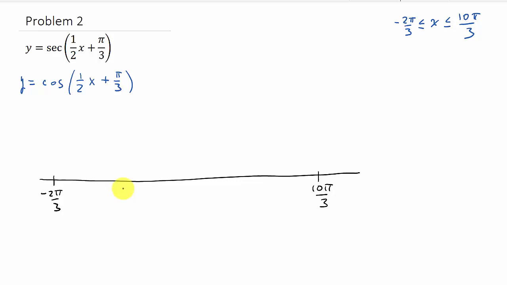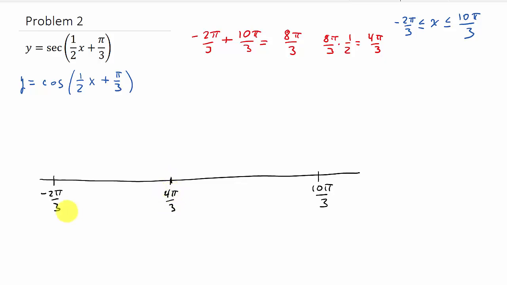Alright, so now let's find the midpoint between negative 2 pi over 3 and 10 pi over 3. So what we have to do there is to find the midpoint, we just add these two together. So that's going to be negative 2 pi over 3 plus 10 pi over 3. And so that's going to be 8 pi over 3. And then we have to half it. So if we do 8 pi over 3 times a half, that's going to give us 4 pi over 3. The 2 and the 8 cancel. And so the midpoint there will be 4 pi over 3.